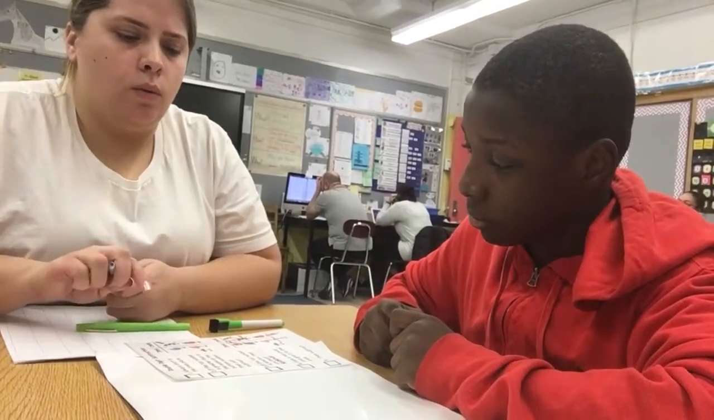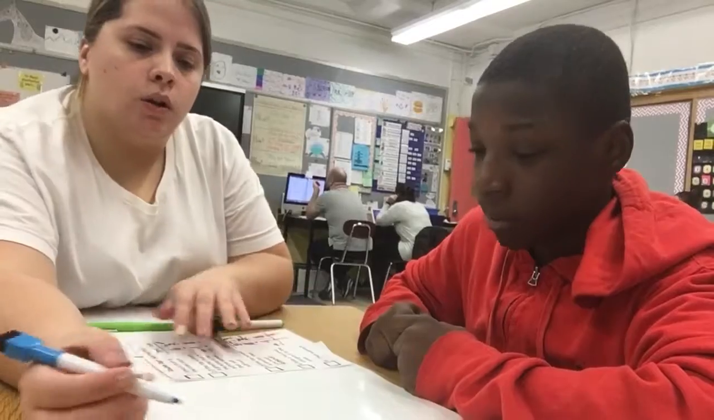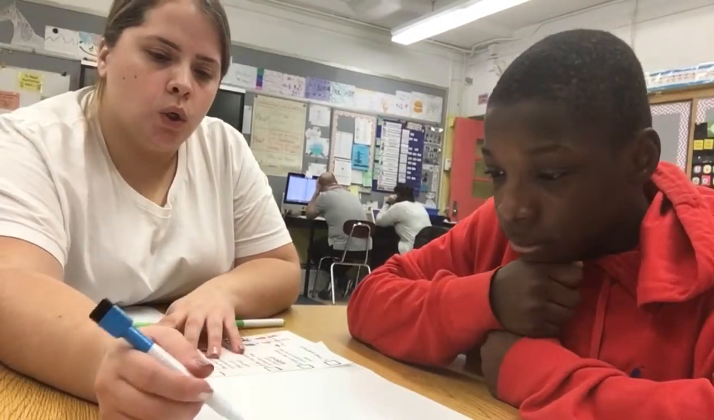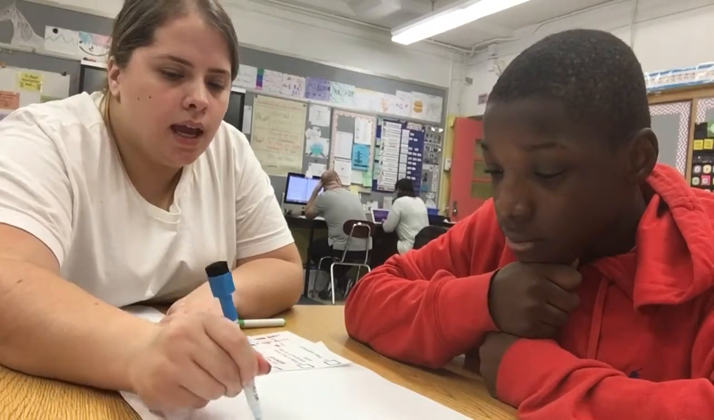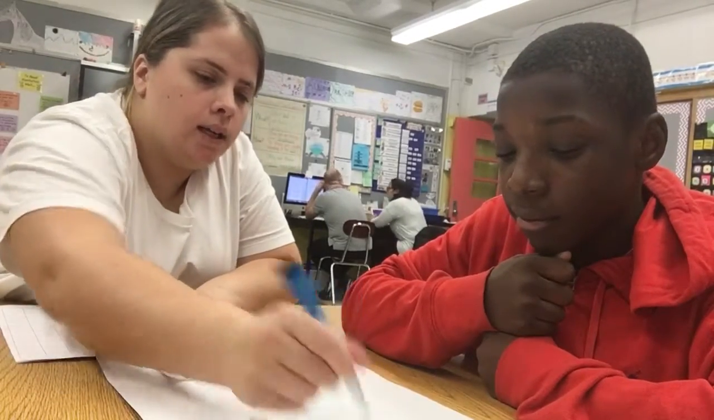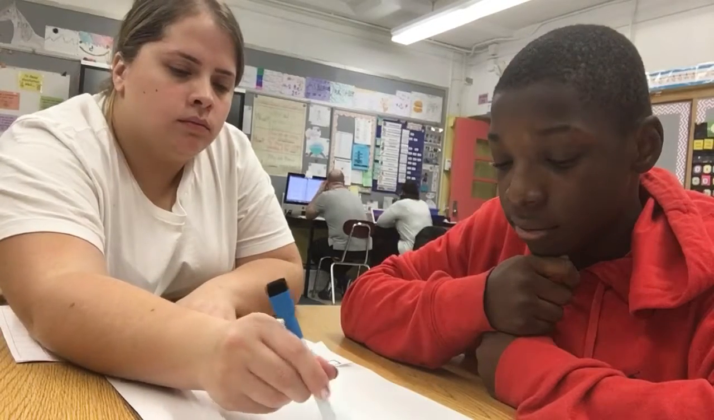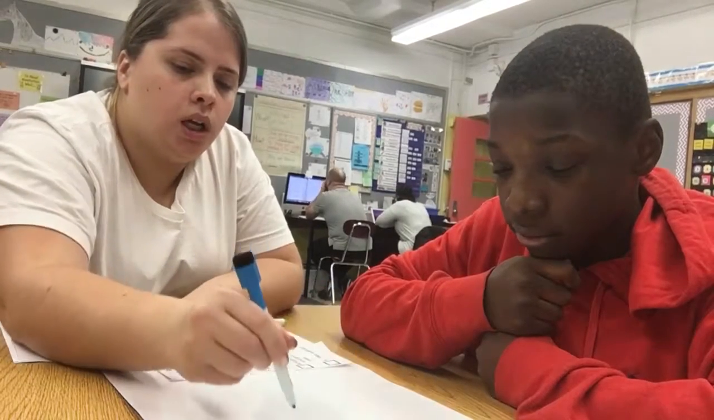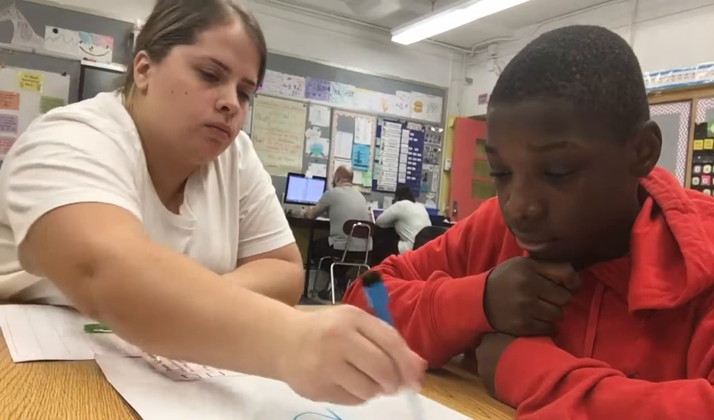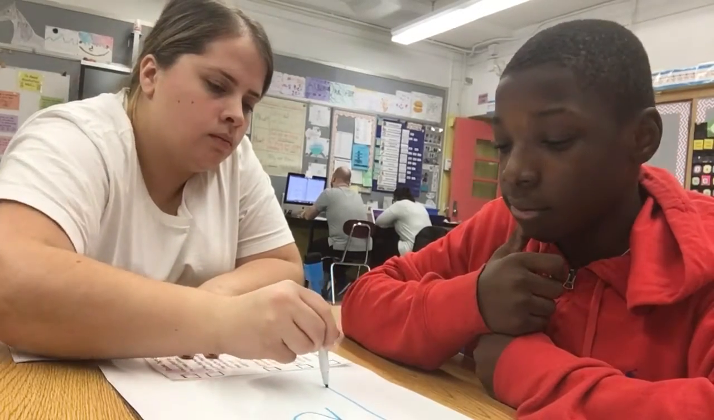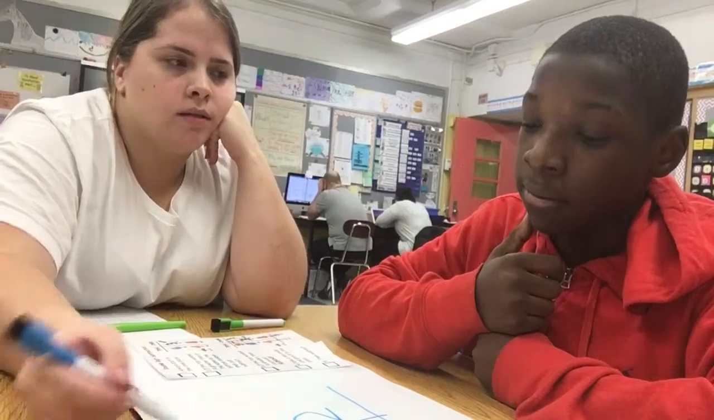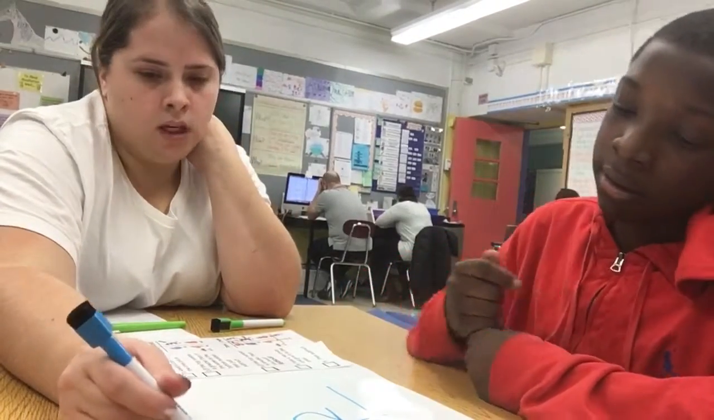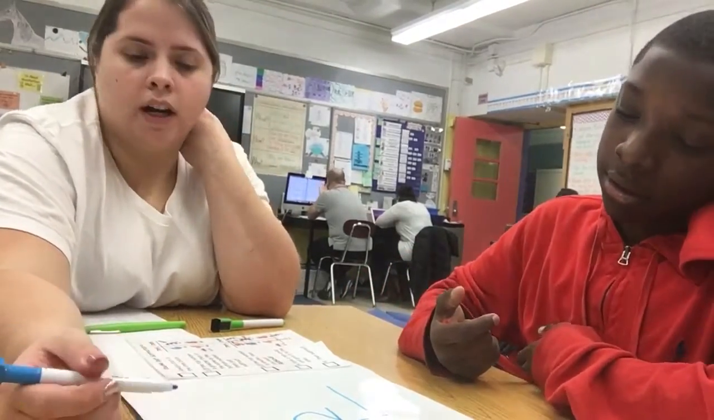Okay, so let's start with basic, right? So for instance, let's do 58 minus 42. So what do we do here? Take away. Right, this is our ones, and this is what? Tens, right, good job.